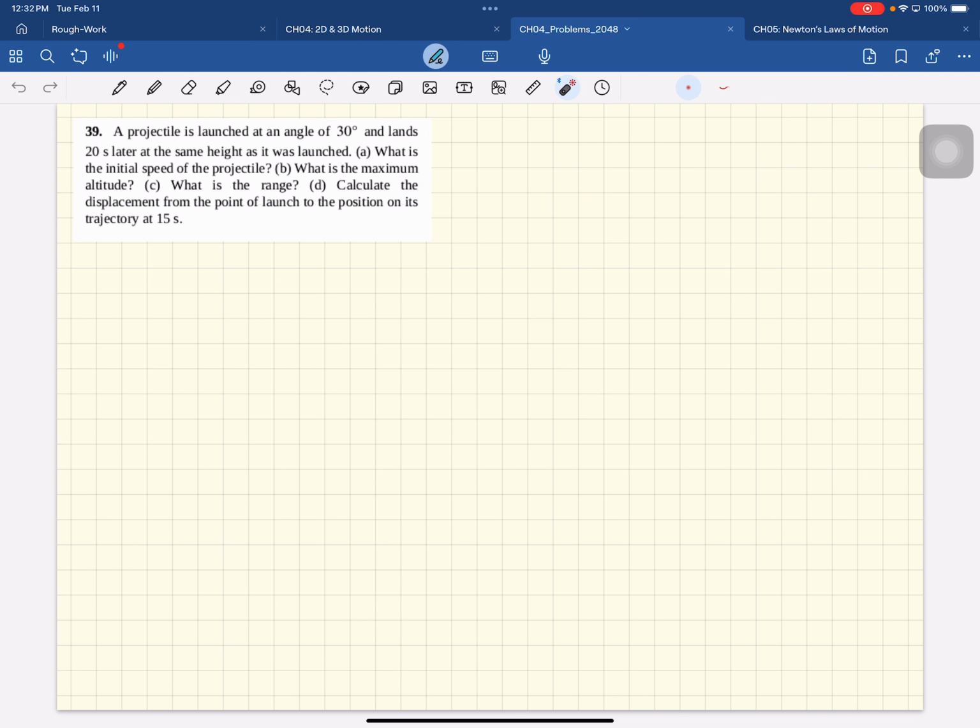Okay, so this problem says a projectile is launched at an angle of 30 degrees. When they say a projectile, what does that mean? Yeah, it's an object traveling only under the influence of gravity. And it lands 20 seconds later at the same height as it was launched. What is the initial speed of the projectile?